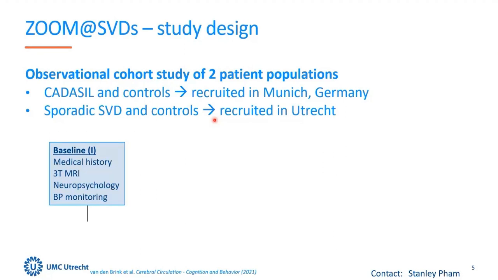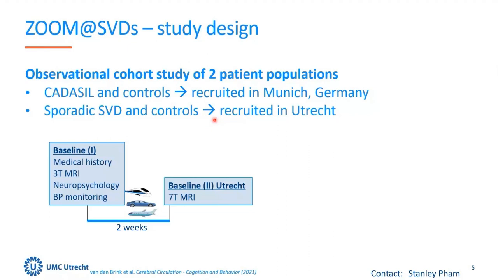All participants underwent a baseline visit where we took the medical history and performed a regular 3-Tesla clinical MRI with the purpose of measuring the disease burden, so what the white matter damage was at that point in time. We performed neuropsychological assessments and blood pressure monitoring. Then 2 weeks later, all participants were invited to Utrecht to undergo a 7-Tesla MRI. That means that even the CADASIL participants from Germany went to Utrecht. And here we performed several small vessel function measures, which I will talk about later.